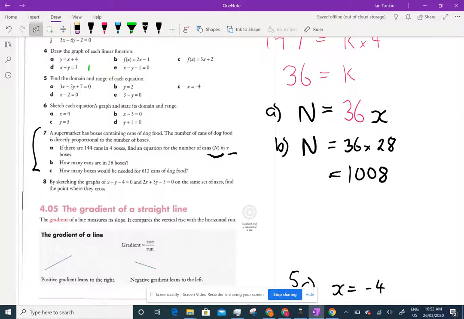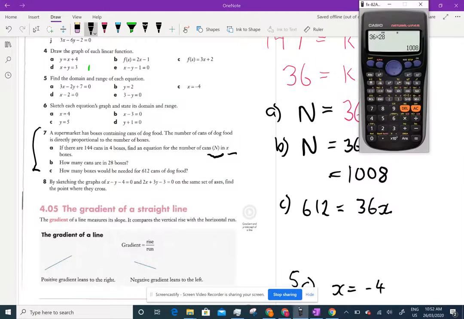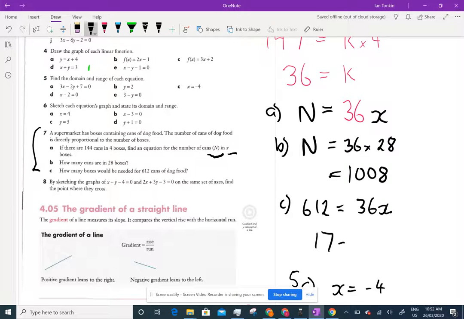How many boxes needed for 612 cans of dog food? 612 is 36x. I've got to divide by the 36. So 612 divided by 36. 17 boxes. And that's how I reckon they're going to ask you this question. They might tell you other things.